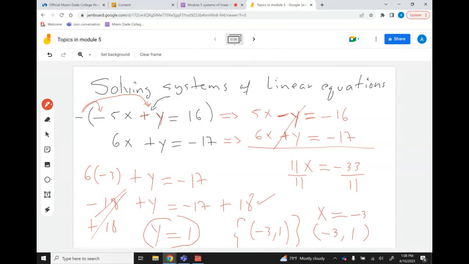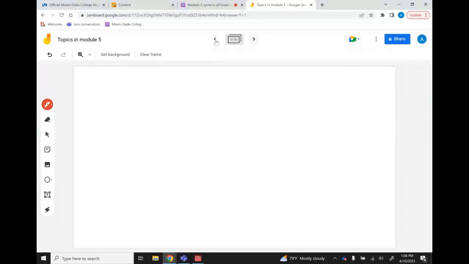Now, you would have gotten the same answer if you had chosen negative 5x plus negative y equals 16. It doesn't matter which one you select; you would have gotten the same answer as well. Let's do another one. Notice I left a blank page here just in case we needed the space, and sometimes you do need the space because there's a lot of writing.